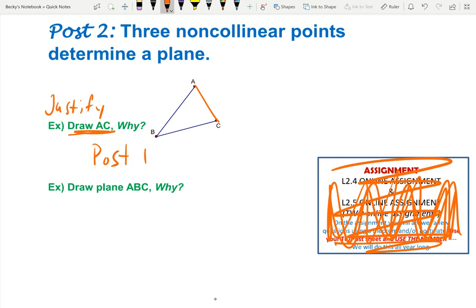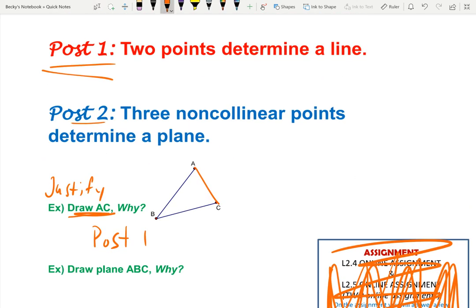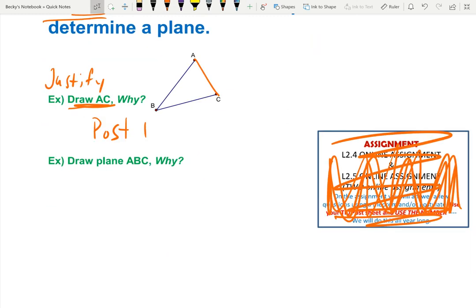So, justify why you can draw plane ABC. Well, if you only have 2 postulates, postulate 2 says 3 non-collinear points determine a plane. So you would justify it by saying postulate 2.